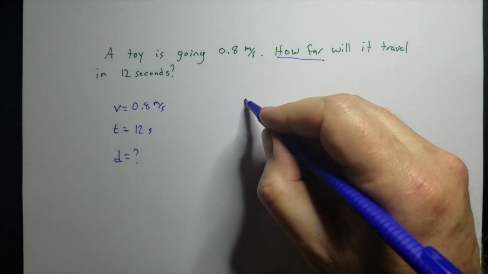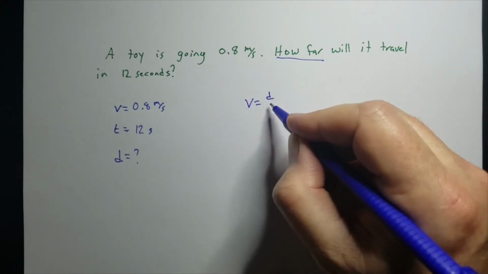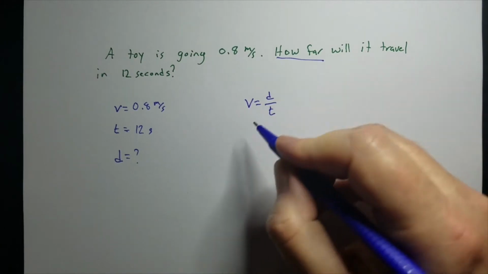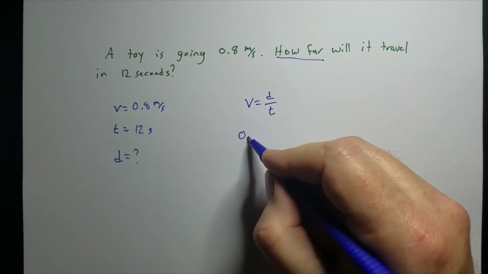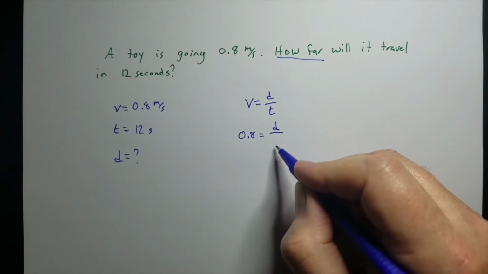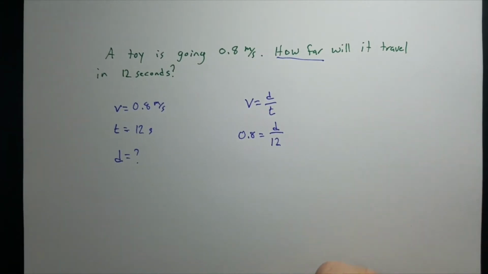Again, start off with the equation. Then plug in your numbers. So we've got 0.8. Distance we don't know, but a time of 12 seconds.